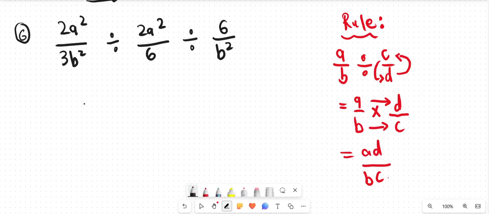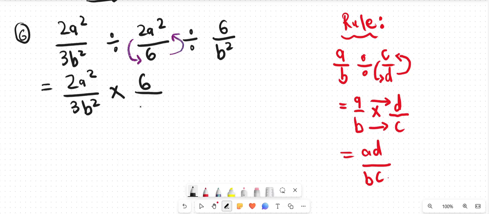So let's apply it to this question. I'm going to keep the first fraction, and then I'm going to times and tip the second fraction. What do I mean by tip? You just flip it like that. The 6 is now going to be at the top, and the 2a squared is now going to be at the bottom. And again, I see a division happening there, so I change it into a times and I tip the third fraction now. So what I'll get is ab squared over 6.